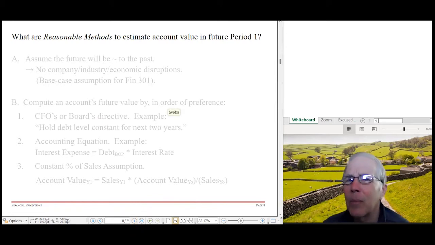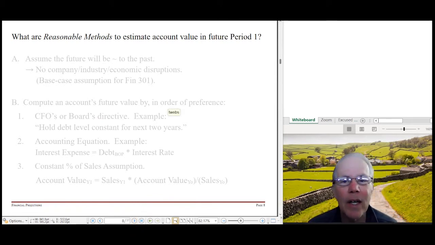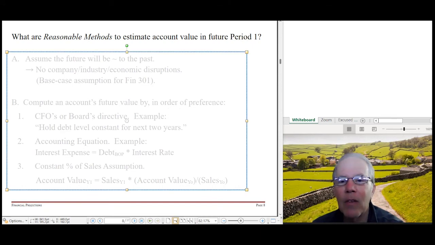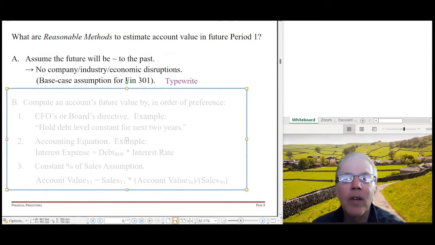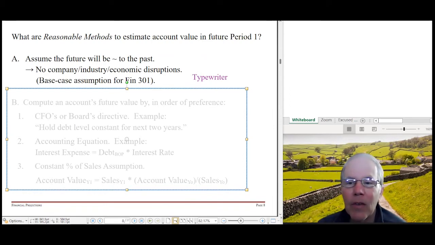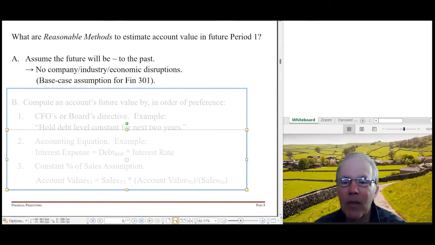So what are these beautiful, reasonable methods anyway that we're going to use to estimate the values of accounts in period 1 in the future? Well, there are several. The first one is, we're going to assume that the future will be similar to the past. We don't mean by that a company is not growing. What we do mean in this case is that there are no major industry or economic disruptions going on. And that's typically been our base case throughout this semester.